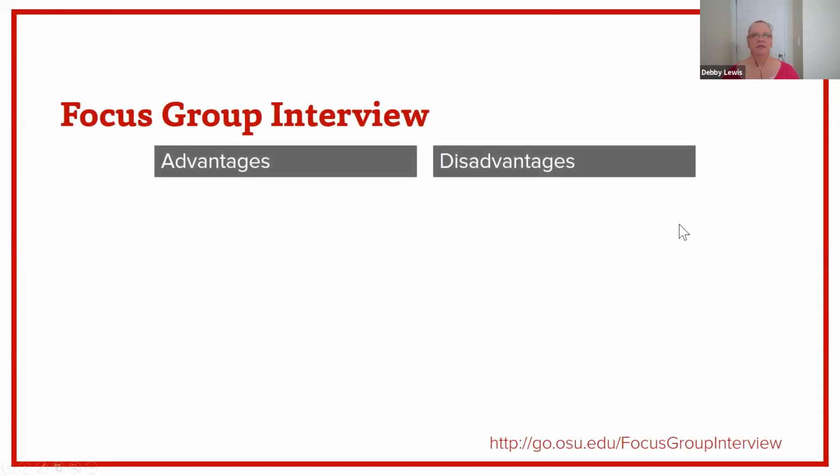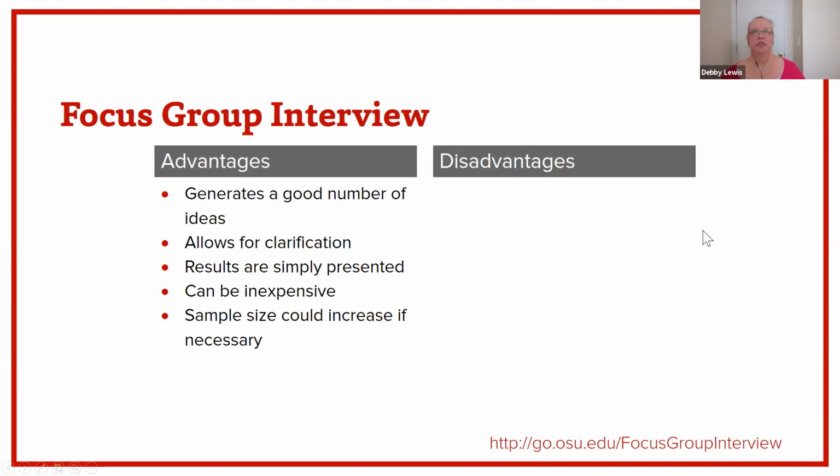So, some of the advantages and disadvantages. Advantages of focus groups: it does give you a lot of really good information and ideas. It allows for clarification. Unlike a survey, in a focus group you can ask a probing question or a follow-up question to get more information. You can actually see if a person has understood the question that you're asking them. The results are pretty easy to understand because we're talking about words. We're not talking about something like a correlation coefficient that maybe people don't understand.